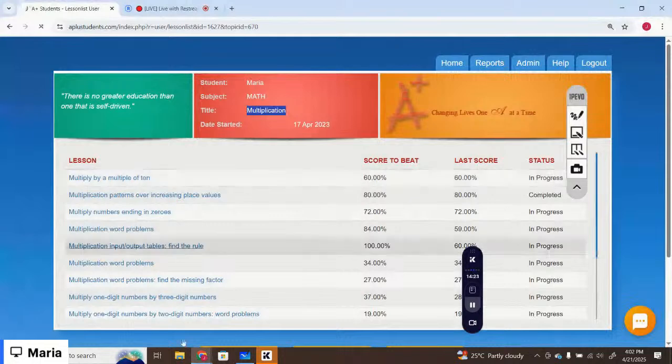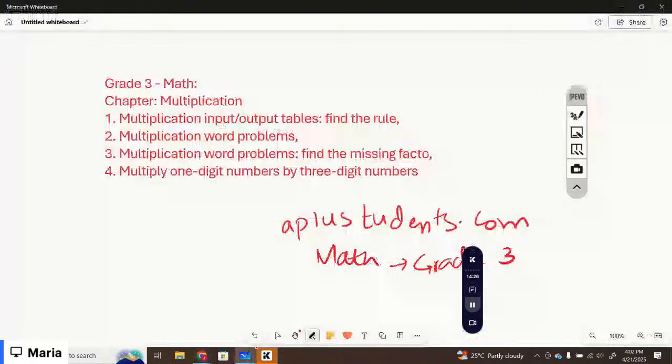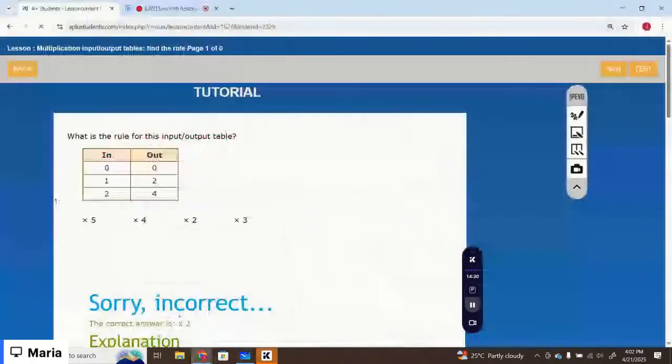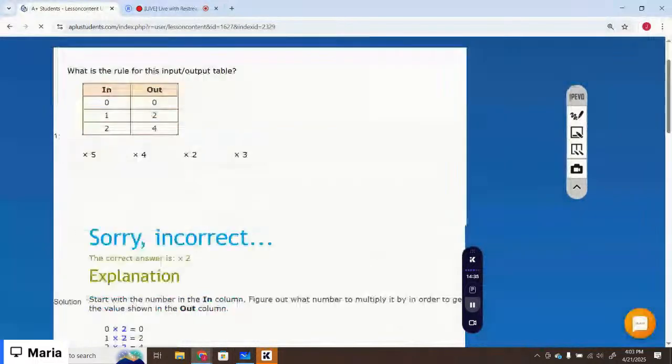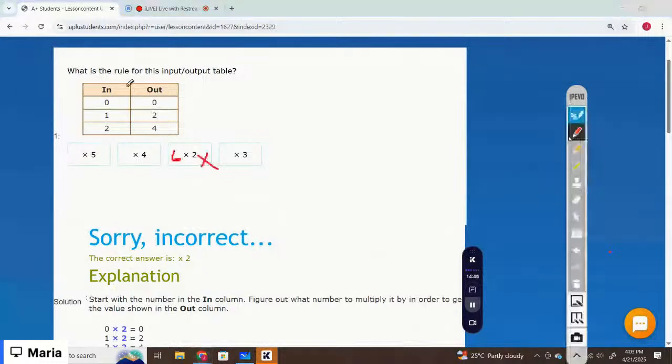Let's just start the lesson, that is multiplication input output tables, find the rule. Okay, so what is the rule for the input output table? The first thing is you need to understand the input output tables, then we can find the rule. So we have the input column and the output column, the input row and the output row. You have to multiply this input row by a specific number so that you can get the output row, right?